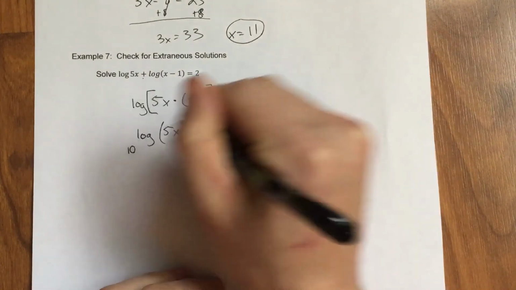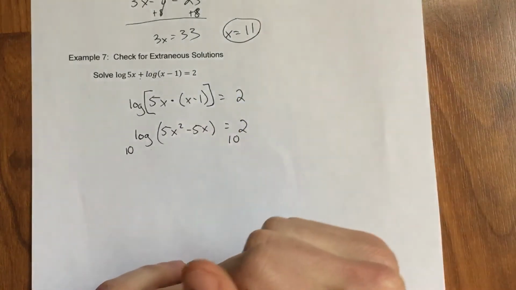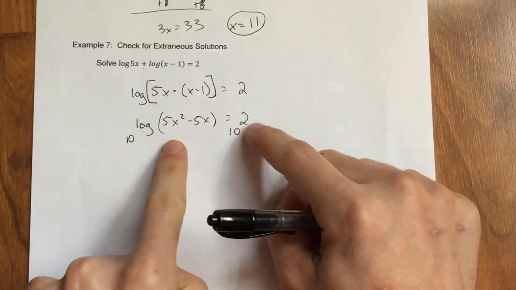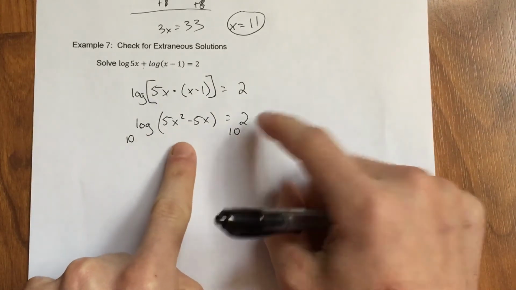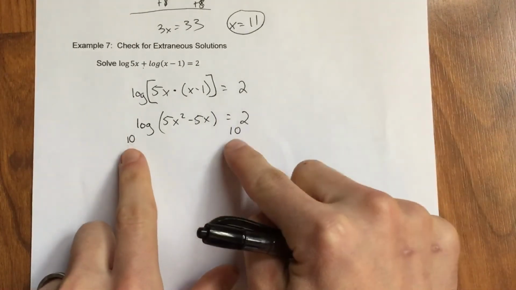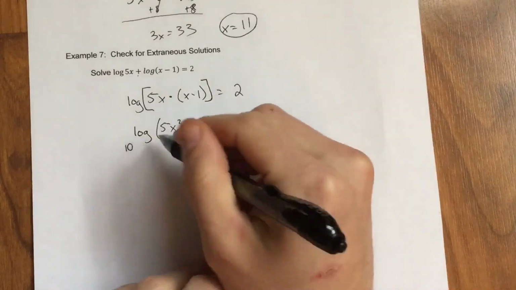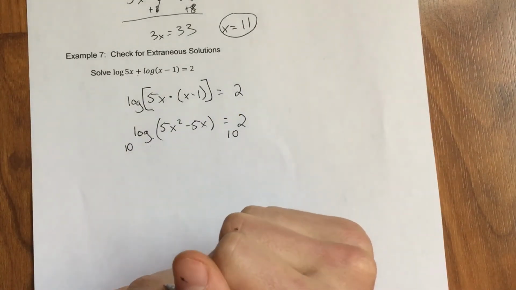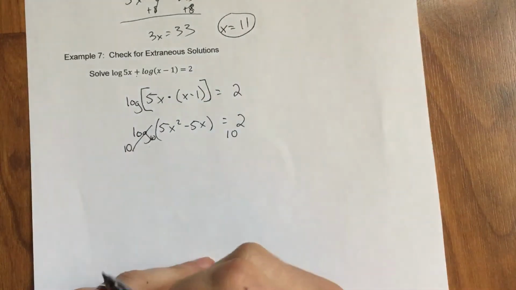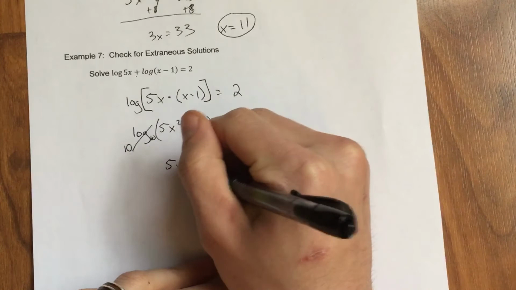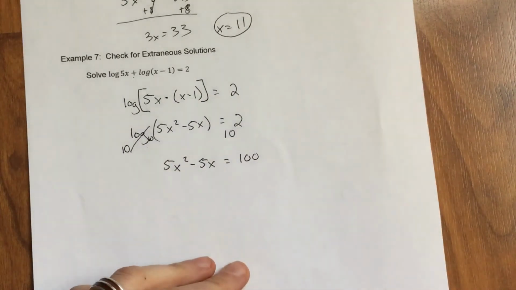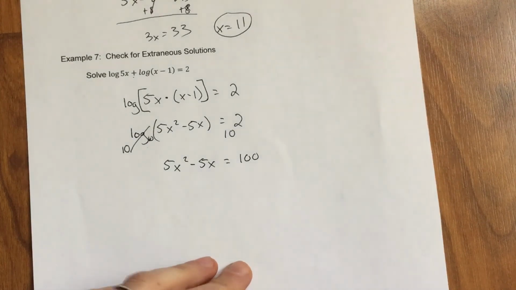If I put each side as an exponent with a base of 10, right? Now these are both in the exponent. Log 5x squared minus 5x equals 10 squared. 10 is my base. These are the exponents. Log, if there's no base, has a base of 10. Therefore, log base 10 and 10 cancel each other out. 5x squared minus 5x equals 100. 100 is simply 10 squared simplified.